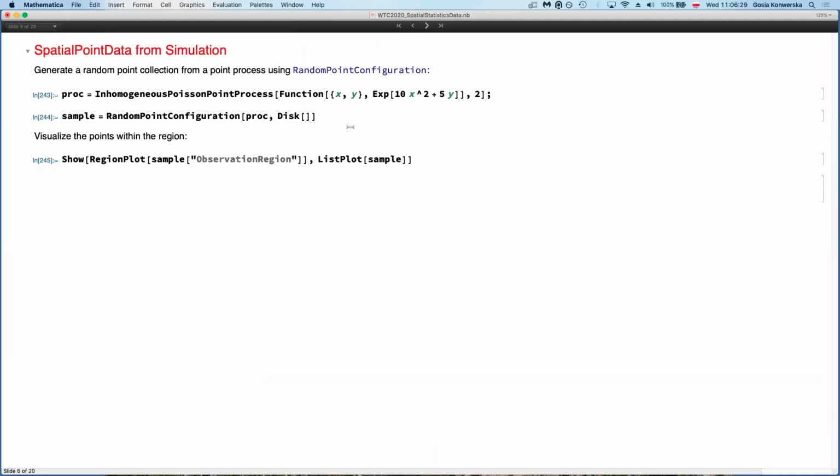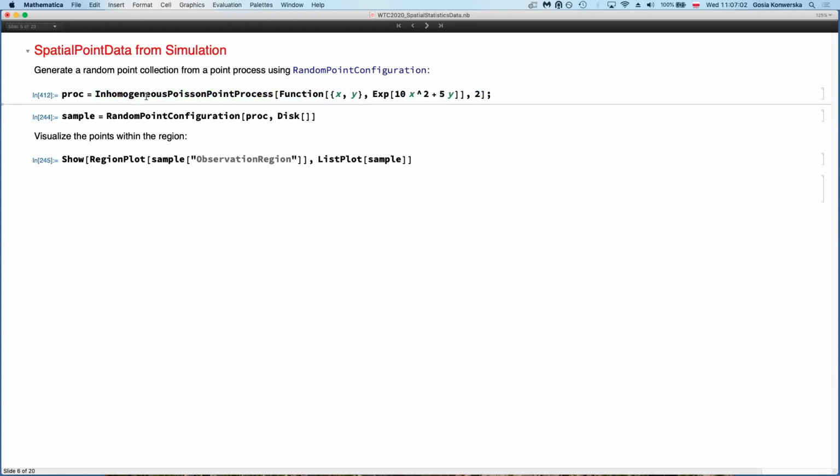Okay, so we can obtain spatial point data by simulating a point process, and the function to simulate from point processes is called RandomPointConfiguration. And the process from which I will simulate here is an inhomogeneous Poisson point process, where we can specify the density as a function of location, and we provide the dimension. And I will not talk much about the models, the point processes. That's going to be covered more in Eduardo's talk at 11:30, so right after this one.